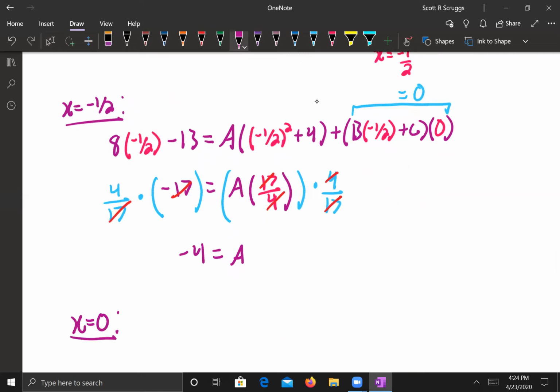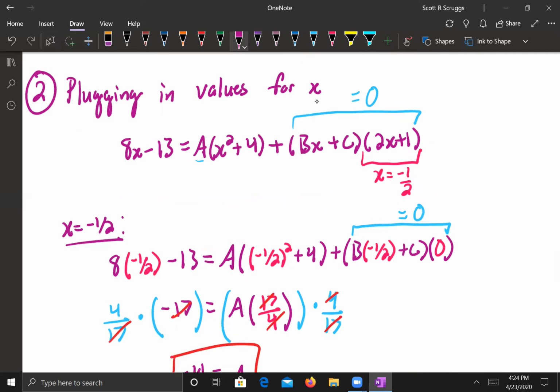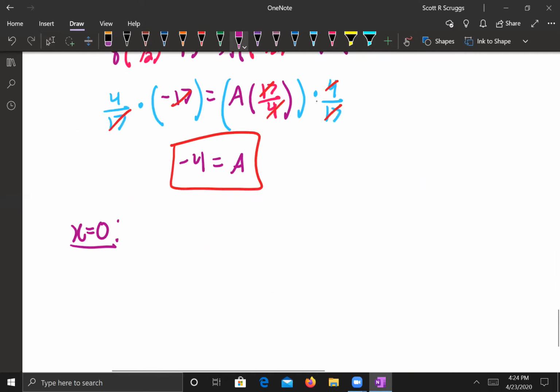if I plug in 0, that tells me that I want to have B times 0 plus C. I get rid of one of my two unknowns left, and I'm just left with one unknown, which is C. And so now let's do that.